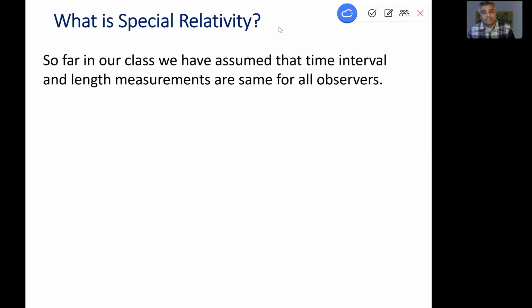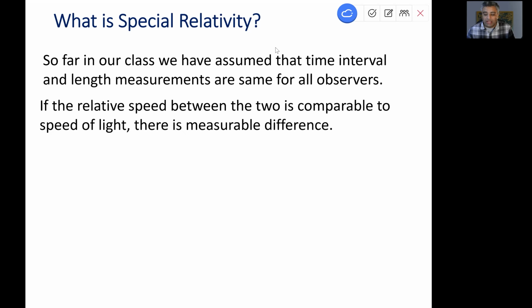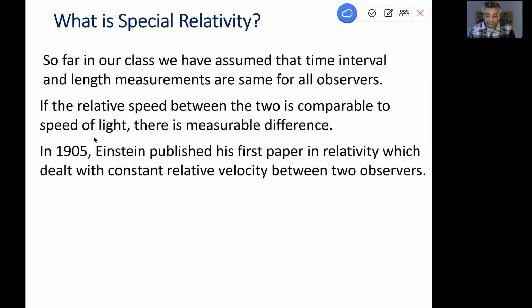But the main thing about this theory is that it does change. It does change, and there are going to be measurable differences if the relative speed is relatively large. And so that's the main thing.